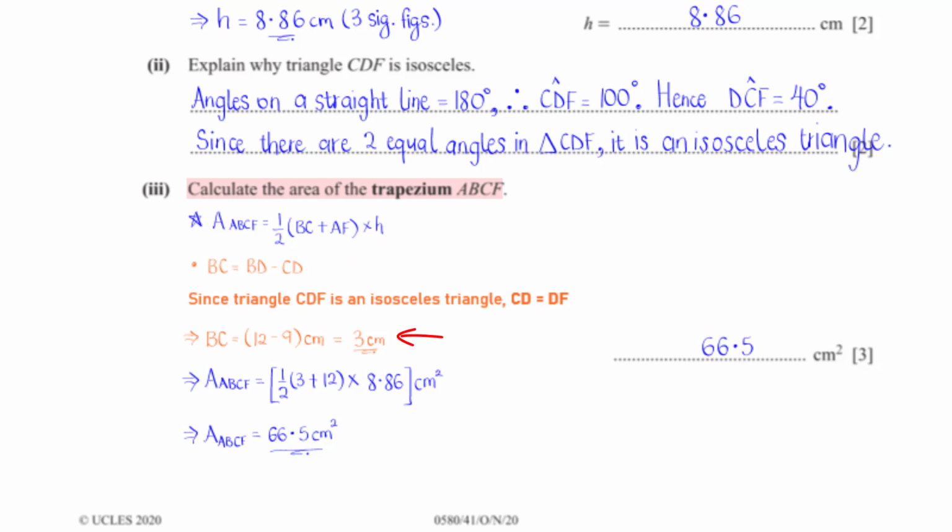BD is 12 centimeters. Since triangle CDF is an isosceles triangle, the lengths of CD and DF are equal, and so CD is 9 centimeters. We have 12 minus 9 centimeters, giving us 3 centimeters. When we slot in all these values into our equation, we get the area of the trapezium as 66.5 centimeters squared.